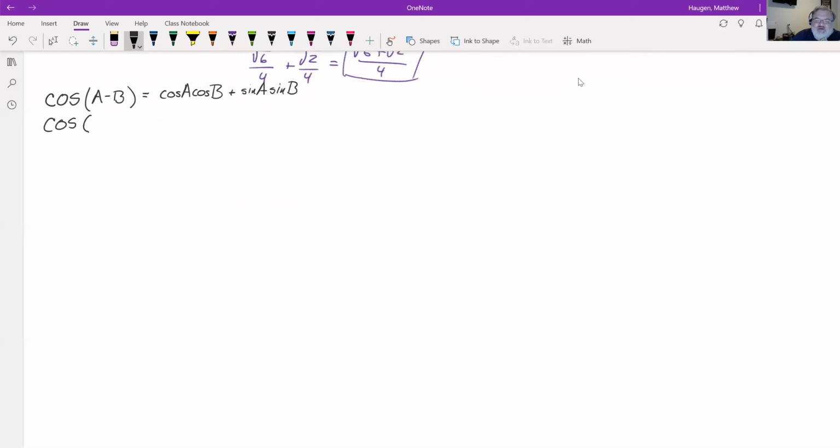If we want, say, the cosine of a plus b instead, well, we know the cosine of a plus b. If I'm allowed to go off to the side here, we know the cosine of a plus b is the same as the cosine of a minus the opposite of b. Well, and we have a tool for subtraction. So it's just going to be the cosine of a times the cosine of the opposite of b plus the sine of a times the sine of the opposite of b.